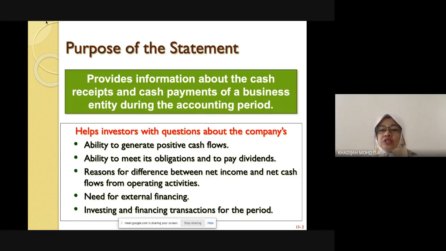So why do you have to look into the statement of cash flows? By looking at the statement, an investor may be able to see how the company generates positive cash flows. Positive cash flow means that the cash inflows are more than the cash outflows. And then there is the ability of the company to meet its obligations. It means, would the company be able to pay its creditors for its short-term obligations?